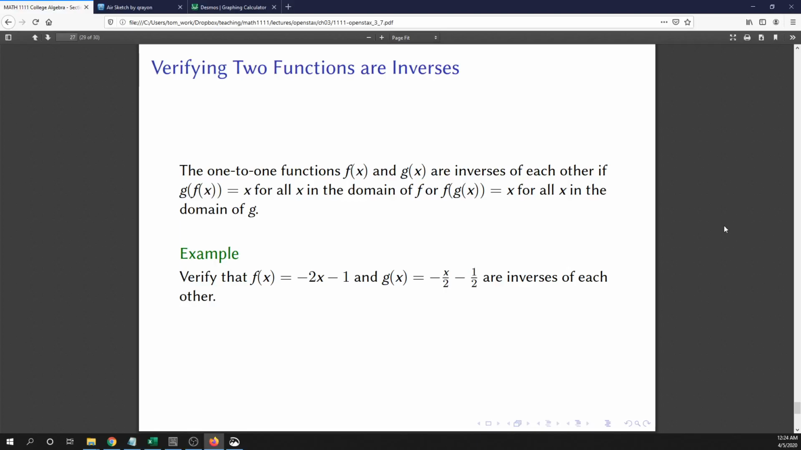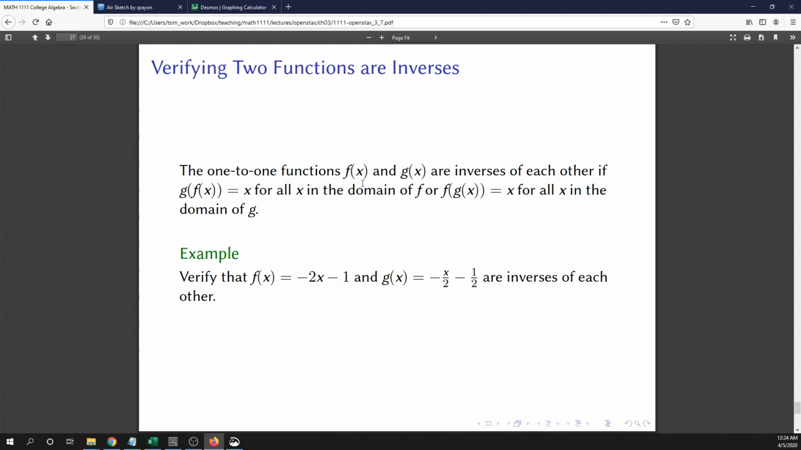In this video, we are going to talk about verifying that two functions are inverses of each other. One way to do this type of problem is to just find the inverse, right? So here's f of x. We know how to find the inverse. So that's one way you could do this problem, right? Just like we did in the previous example videos. There is another way to do that.